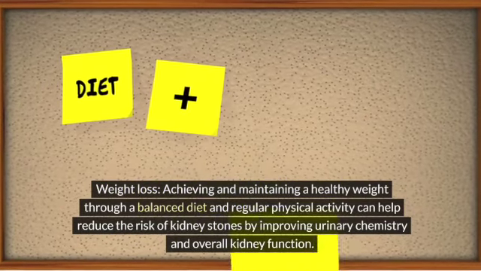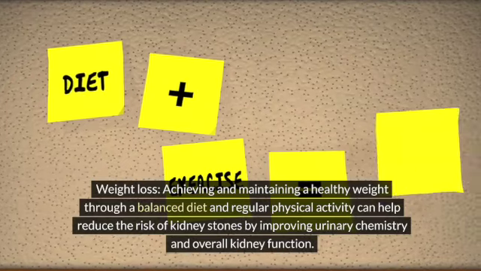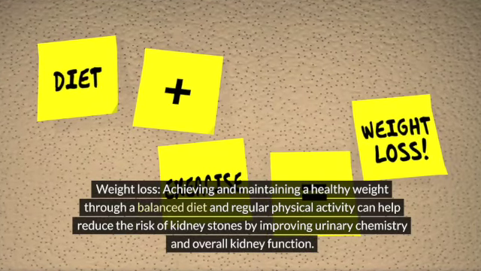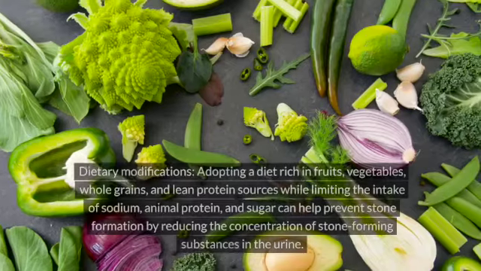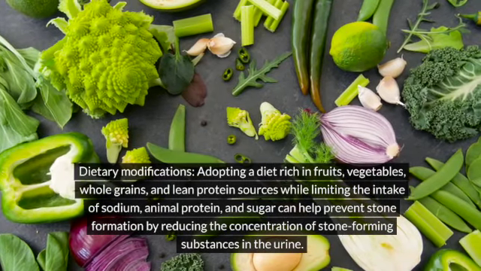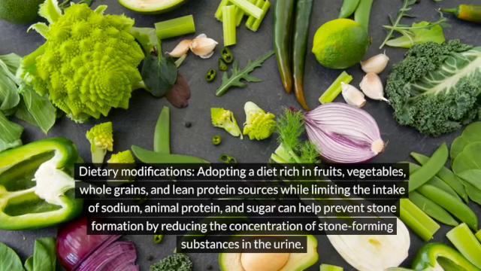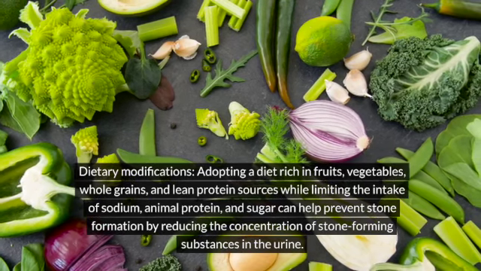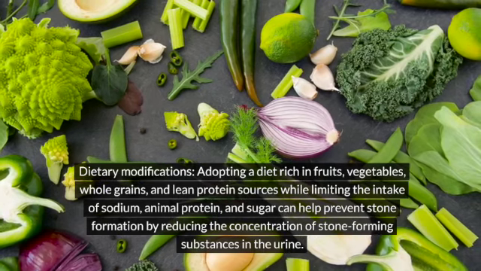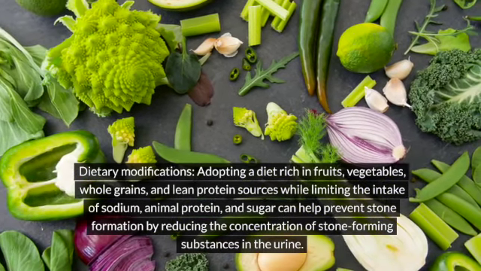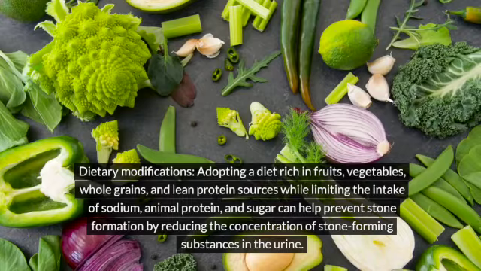Achieving and maintaining a healthy weight through a balanced diet and regular physical activity can help reduce the risk of kidney stones by improving urinary chemistry and overall kidney function. Dietary modifications. Adopting a diet rich in fruits, vegetables, whole grains, and lean protein sources while limiting the intake of sodium, animal protein, and sugar can help prevent stone formation by reducing the concentration of stone-forming substances in the urine.